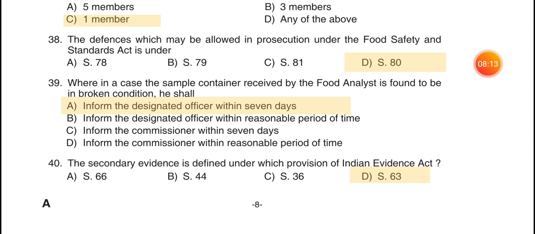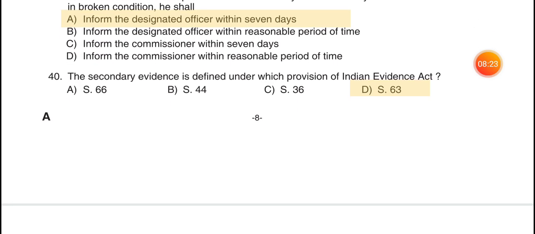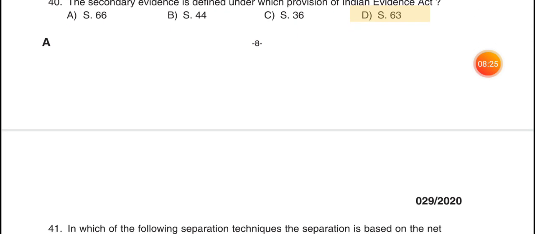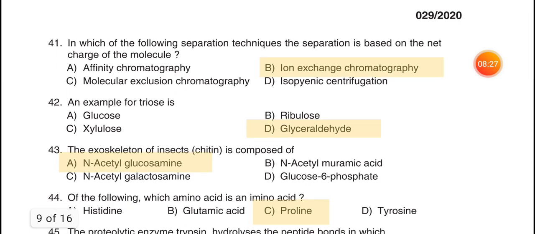condition, he shall A, inform the designated officer within 7 days. 40. The secondary evidence is defined under which provision of the Indian Evidence Act? Option D, S63. 41. In which of the following separation techniques is the separation based on the net charge of the molecule? Option B, ion exchange chromatography. 42. An example of the trios is option D, glyceraldehyde.